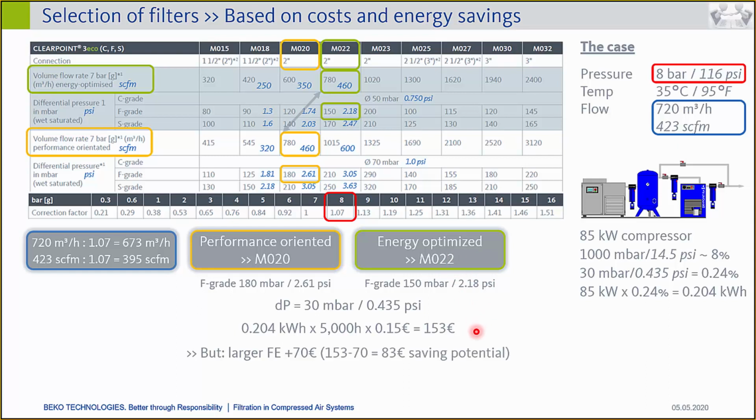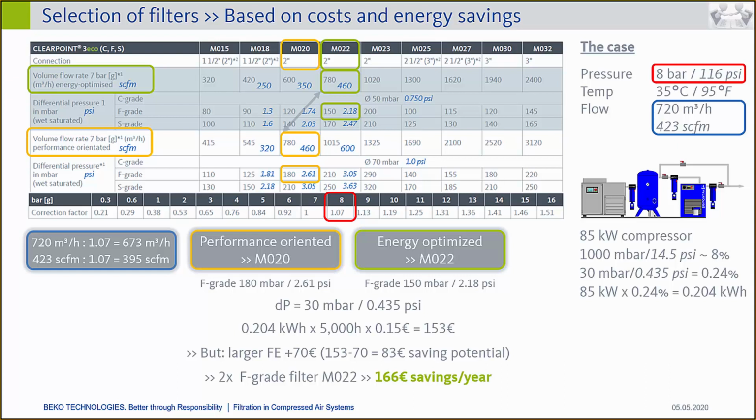But we also need to consider that the larger filter element costs an extra 70 euros. So in fact, that means these 70 euros need to be subtracted from the 153. And the real energy saving, or the real money saving potential, is the 83 euros per year if we would go for the MO22 size with 2F grade filtration.